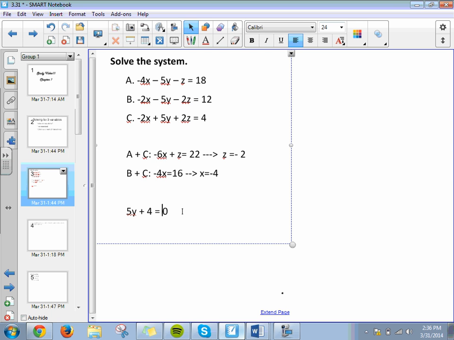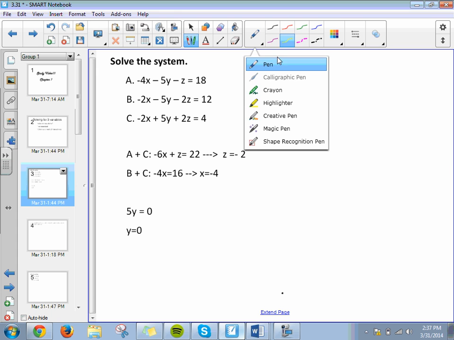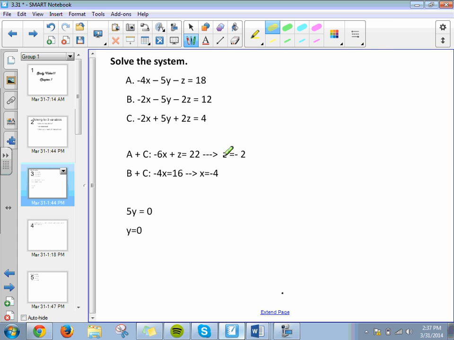Subtract 4 from both sides. 5y equals 0. So what times 5 will equal 0? Therefore, y equals 0. So with this, I was able to find all of my answers. I know that z equals negative 2, x equals negative 4, and y equals 0.